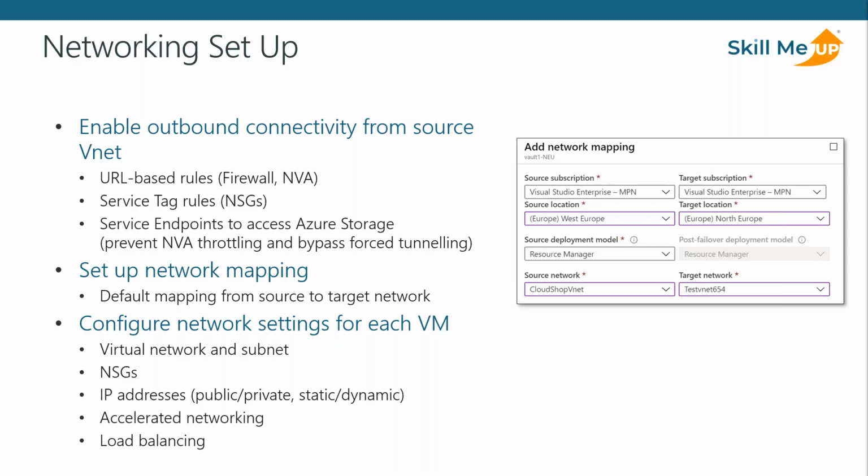Okay, you then set up what's called a network mapping, which is a mapping to say, look, this is my VNet in Azure that my source is running in, my existing application, and this is where it's going to fail over to in a disaster. So you create a mapping between those networks and subnets. And then you can also fine tune the network settings at a VM level, where you say, okay, exactly which subnet is each VM going to land in, what network security groups do they have, IP addresses, load balancing, and so on. So there's a whole bunch of settings you can fine tune there to make sure that that's set up just the way you like.